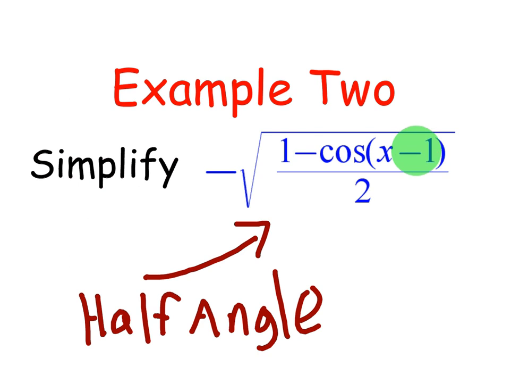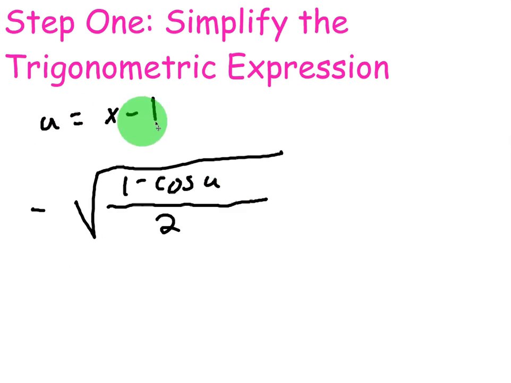So we're going to change that x minus 1 to a single variable. We're going to call it u. You learn in calculus that u substitution is very, very popular. For whatever reason we use the variable u. You can use any variable you like. So anyway, since u is equal to x minus 1, we're going to replace the x minus 1 that we originally had with u. So now we have negative square root of (1 minus cosine of u) over 2.